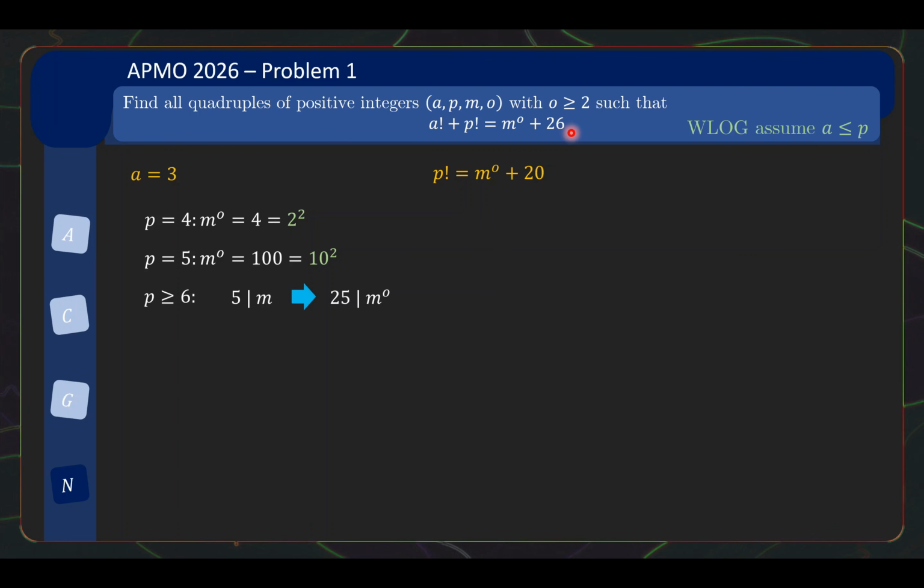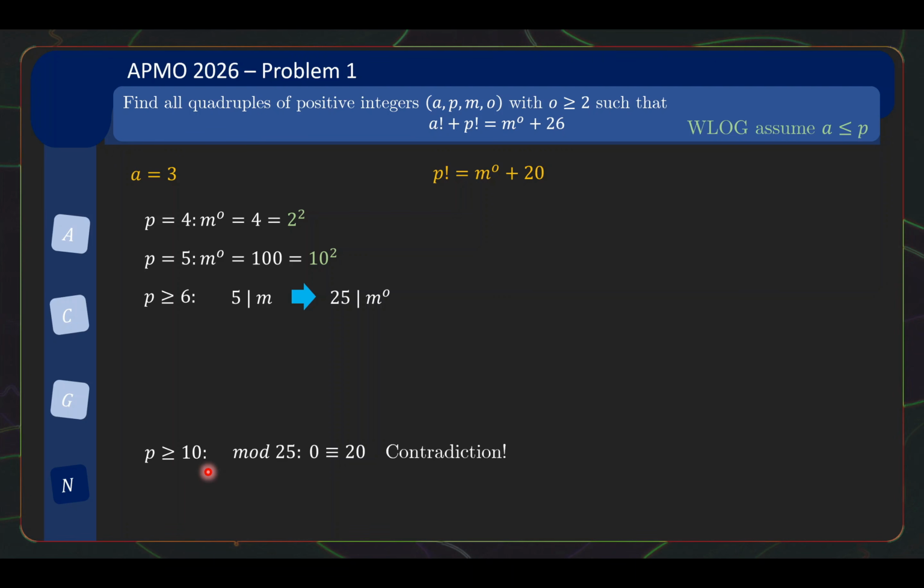So M to the O, because O is bigger than or equal to 2, is divisible by 25. So you want to take mod 25 and get a contradiction. But this only works if P is bigger than or equal to 10. Right? If you want this to also be divisible by 25, you need at least the 5 and the 10 to appear in the P factorial part. So P bigger than or equal to 10.